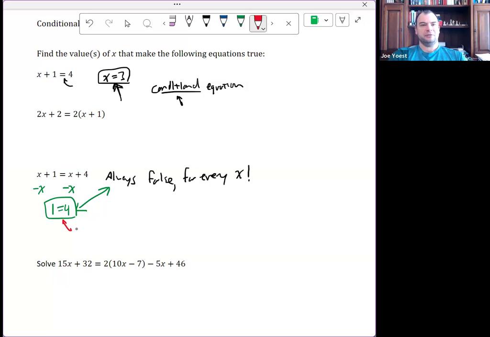If I change the value that I choose for x, it doesn't change the 1 or the 4. 1 is never equal to 4. No matter what x I pick, 1 is never equal to 4. This is always false. 1 equals 4. Therefore, this equation, x plus 1 equals x plus 4, is always false.